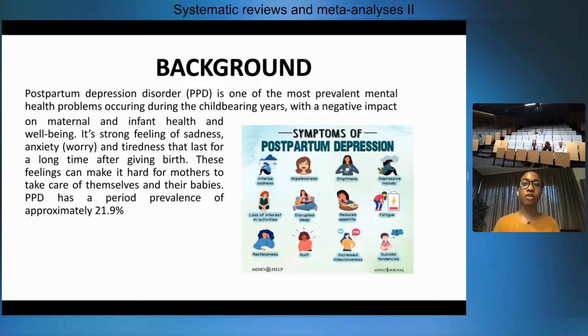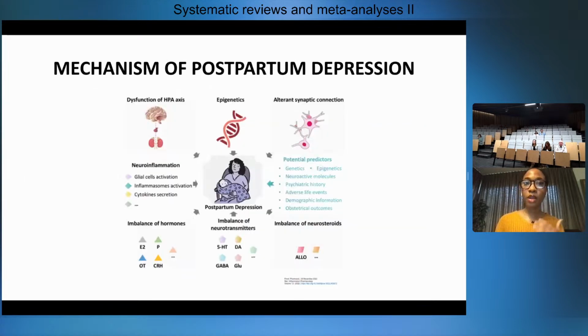The feeling could make the mother not be able to take care of neither herself nor her child, and it has a period prevalence of approximately 21.9%, varying in different women with different symptoms. To understand postpartum depression is to understand the mechanism and the factors affecting this disorder.